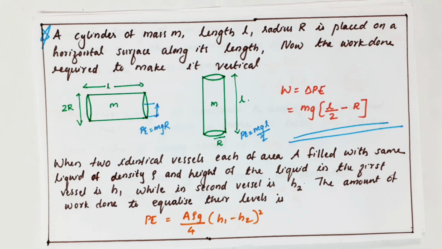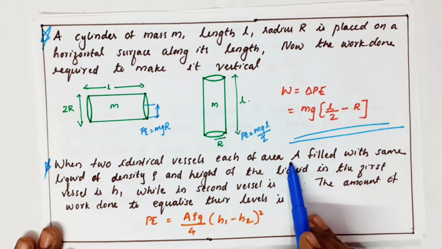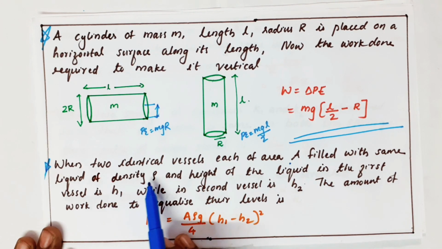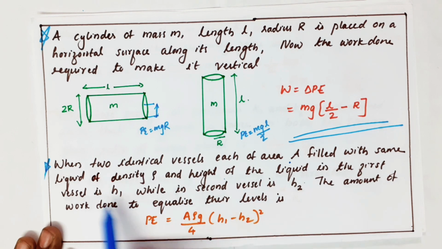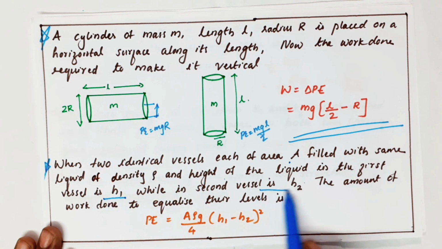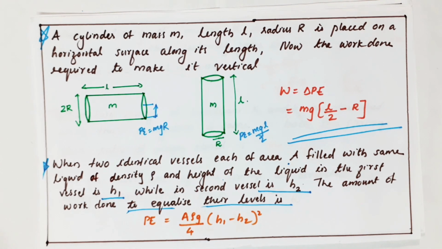Another case. Two identical vessels, each of area A, are filled with the same liquid of density rho, and the height of liquid in the first vessel is H1 and in the second vessel is H2. What is the amount of work required to equalize here?